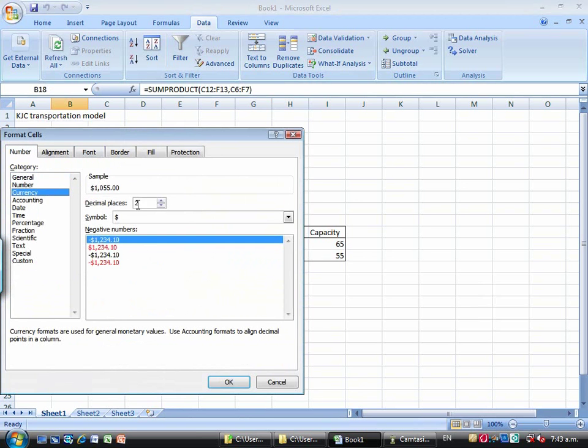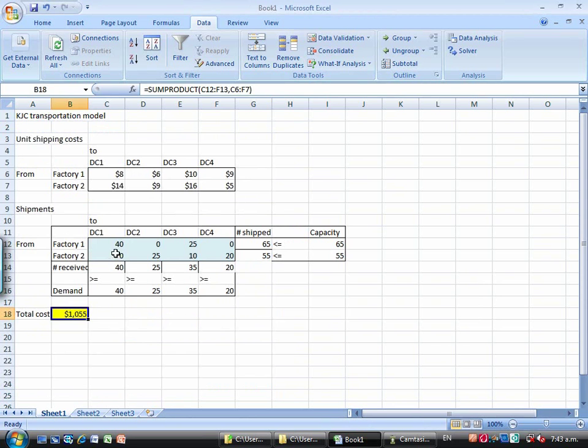And how we'd interpret this solution is factory 1 is sending 40 units to DC1. So DC1 is actually happy. They've got 40 units in total, and they're all from Factory 1. Factory 1 is also sending 25 units to DC3. And you'll see at the end here, that means Factory 1 has dispatched 40 plus 25 units, which is 65 units, which is equal to the capacity.